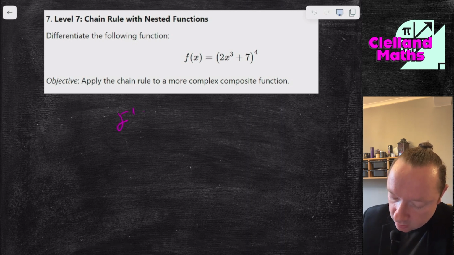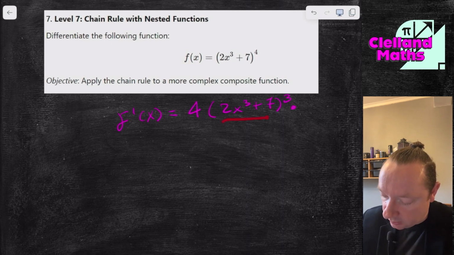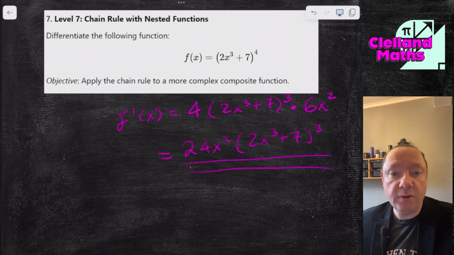F dash x works quite well. You take 4 down to the front, keep the function as it is, 2x cubed plus 7, take away 1 to get 3. Now you just need to remember to times by, whatever this function is, you need to differentiate it. So 3 times 2 is 6, 6x, take away 1 from cubed to get squared. And now just tidy that up. 4 6's is 24x squared, 2x cubed plus 7 all cubed. I think that's the answer. If you need some help for higher maths, remember differentiation, check the video up above.